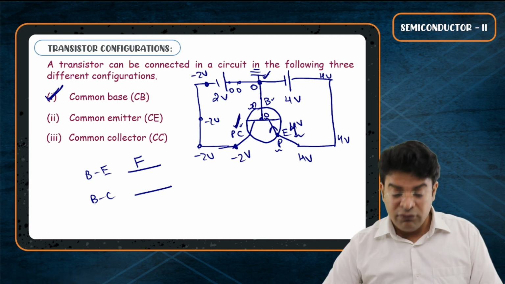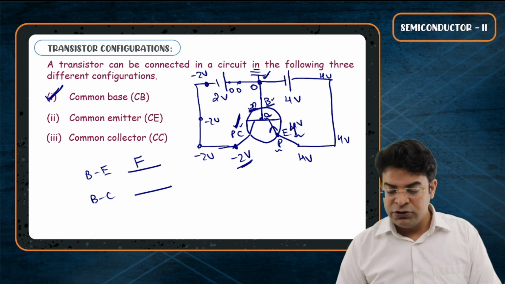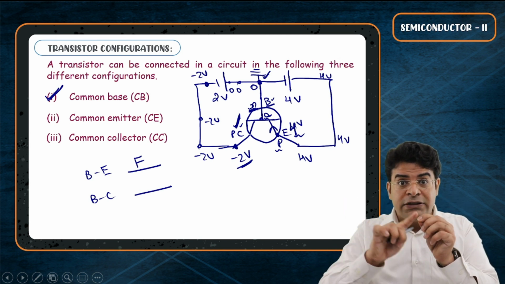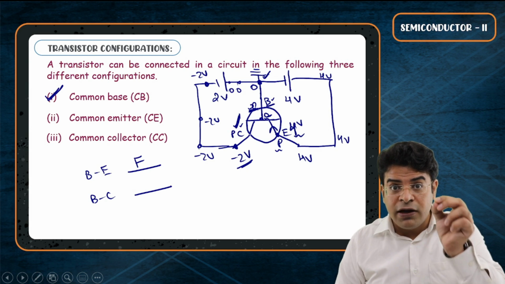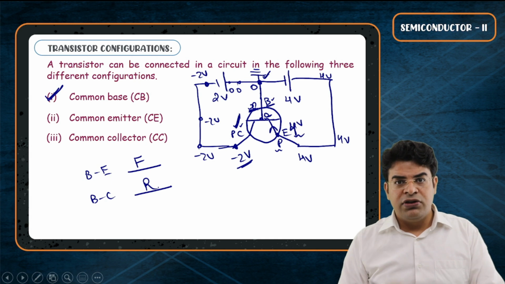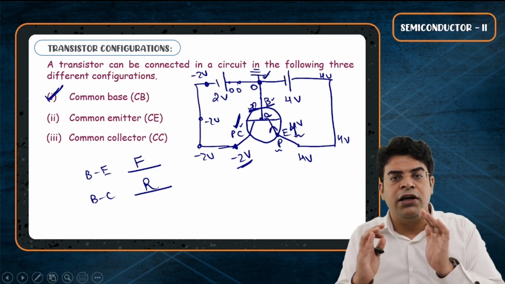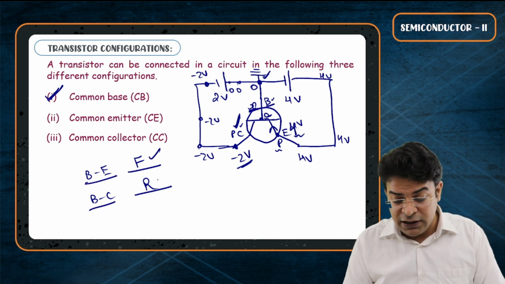P collector at minus 2, N base at 0. So N at 0, P at minus 2. If you look at the base collector junction, N at 0, P at minus 2. So P is connected to lower, N is connected to higher. This is reverse biased. So this circuit shows a transistor in its normal working condition. The base emitter junction is forward biased, the base collector junction is reverse biased.